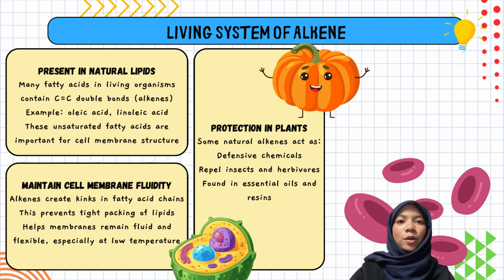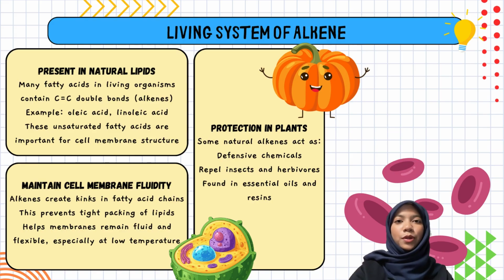Second is maintenance of cell membrane fluidity. Alkenes play a key role in maintaining the fluidity and flexibility of cell membranes. The carbon double bond in unsaturated fatty acids creates a bend in the hydrocarbon chain. As a result, the membrane remains fluid rather than rigid, especially at lower temperatures.